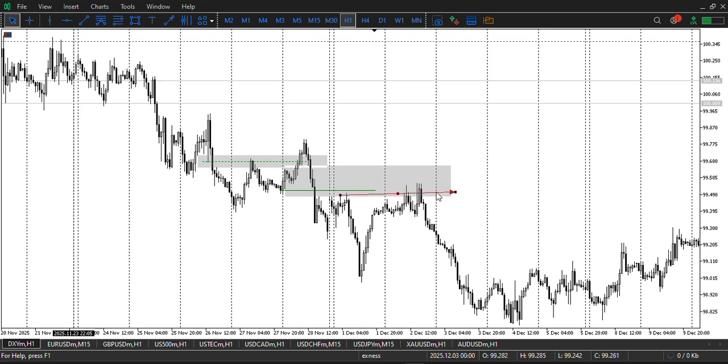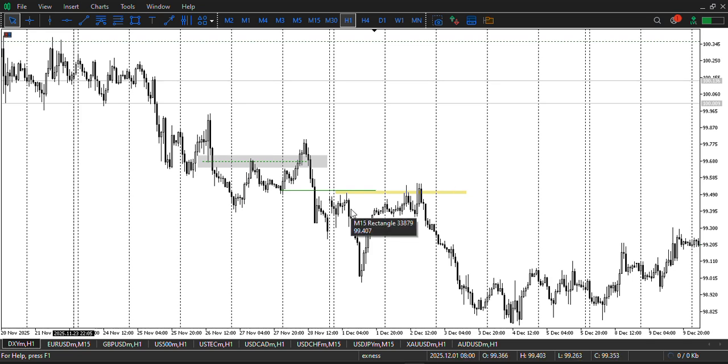Then after the manipulation happened, what do you now see in price action? It started delivering bearishness to the downside. So it's as simple as that. It's not something that's hard to see, but you have to find this in price action. You have to give yourself time to study it and find it in price action.